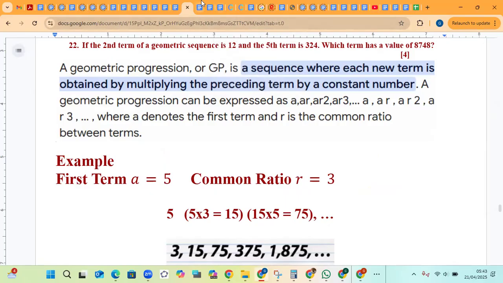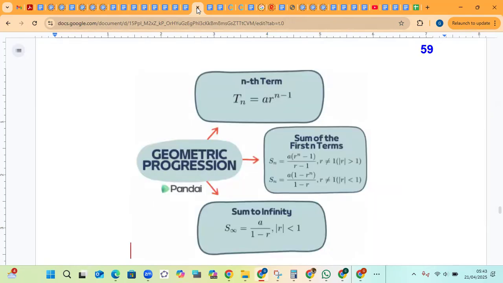Now, with regards to a geometric progression, you have certain formulas that you must use to solve questions that pertain to geometric progression. For example, the nth term, t sub n, is equal to a times r raised to the power of n minus 1. So this is the formula to find the nth term.